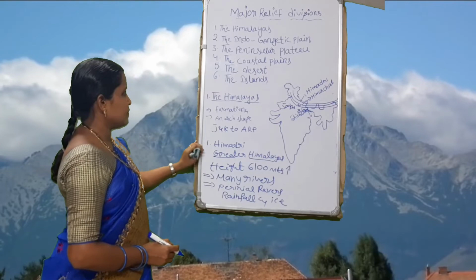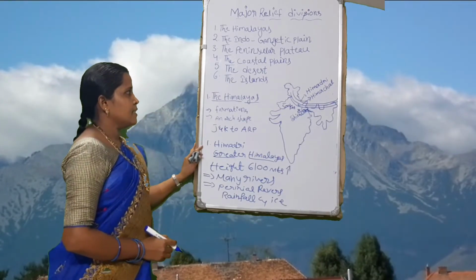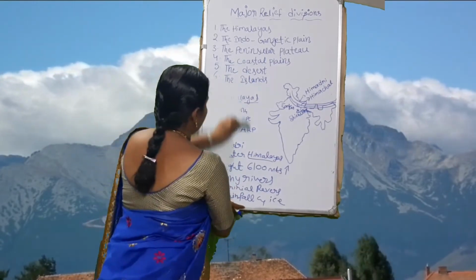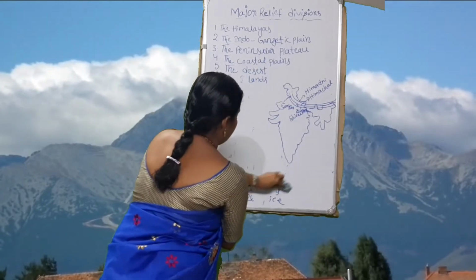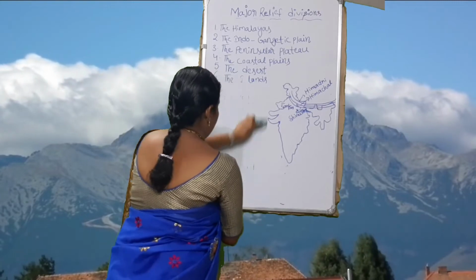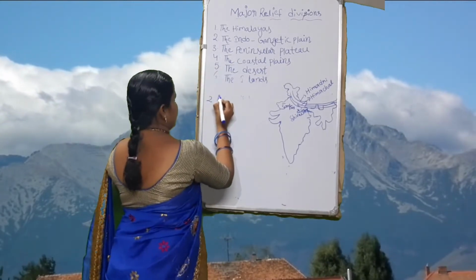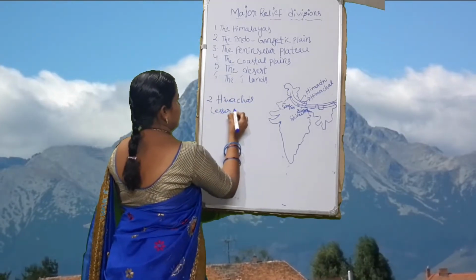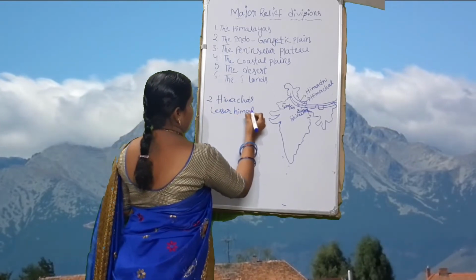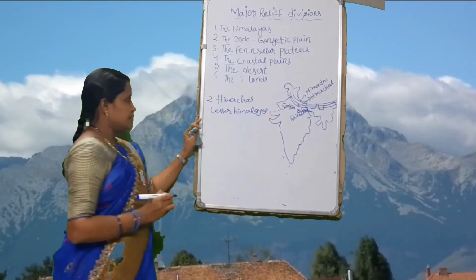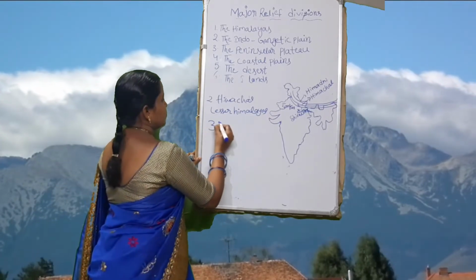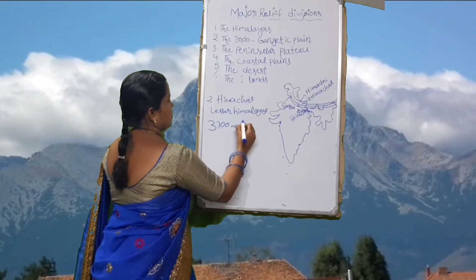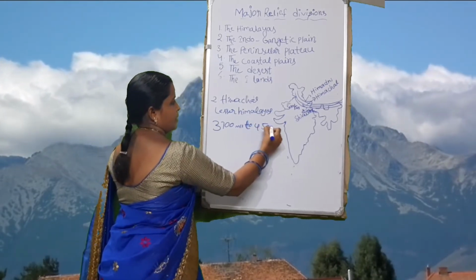Next we will go to the second division, Himachal or the Lesser Himalayas. The Lesser Himalayas height is 3,700 meters to 4,500 meters.